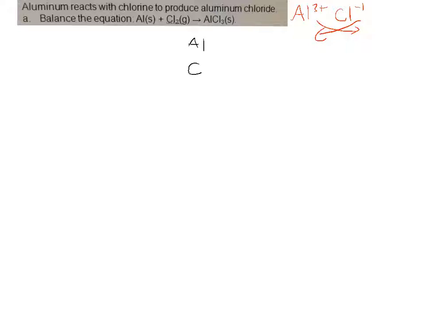So we have aluminum and we have chlorine. We don't bring the subscript down for the chlorine, we just do the elements that we have. So we have 1 aluminum on the reactant side and 1 aluminum on the product side. We have 2 chlorines on the reactant side and 3 chlorines on the product side. So our chlorines aren't balanced. We have fewer chlorines on our reactant side, so if we multiply this by 3, we get 6 chlorines, and we have to put that 3 in front of the chlorine so that we have a coefficient.